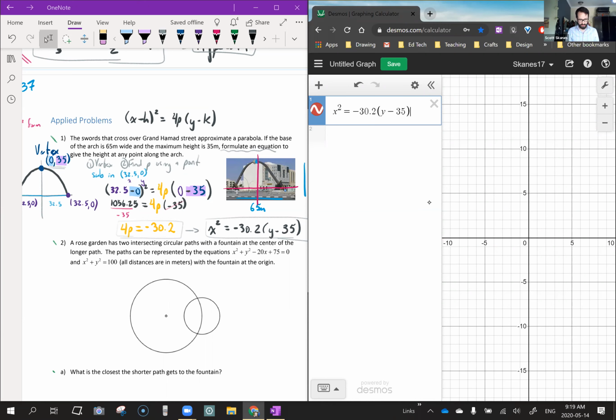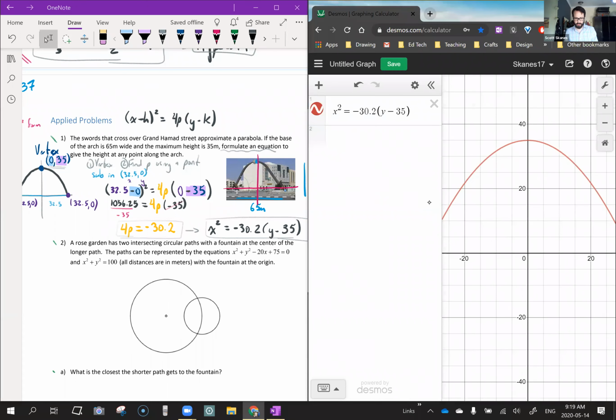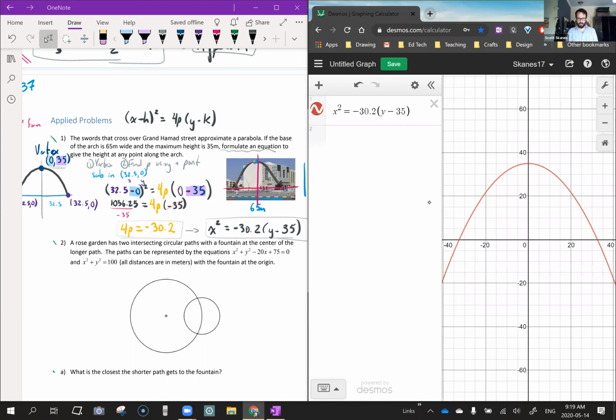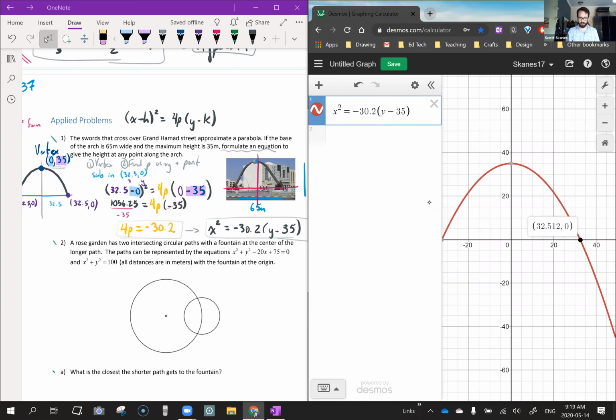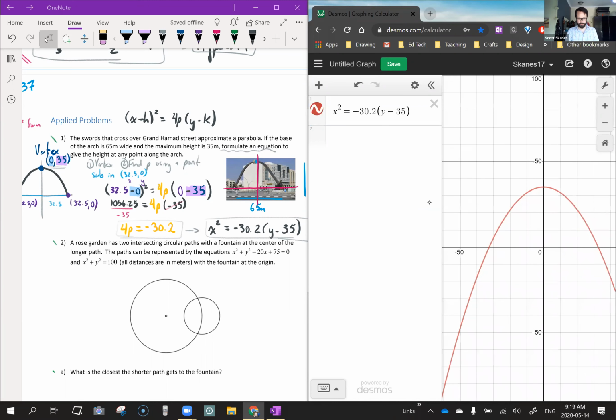Y minus 35. Where is it? Oh, there it is. That looks like an arch. That looks good. What's this number? 32.5. Close enough. I rounded my decimal, so of course it comes out rounded. And then my vertex 0, 35. That's the curve. So my final equation gave me back the information that I started with. Of course it's the right answer. It's got to be. I don't even need an answer key or anything to tell me that that's right. Now, if it was wrong, you would go back and see if there's something wrong with your information.